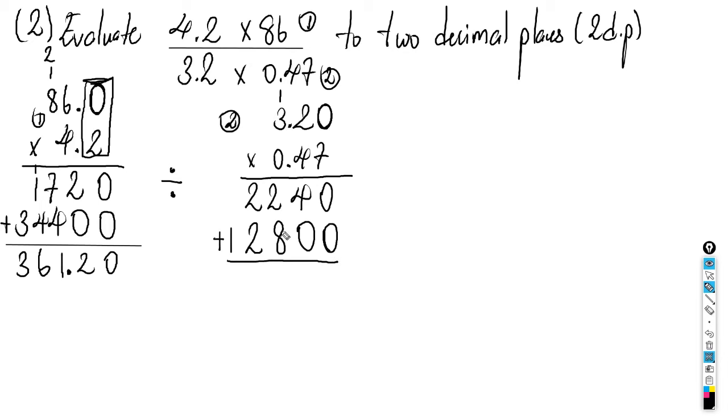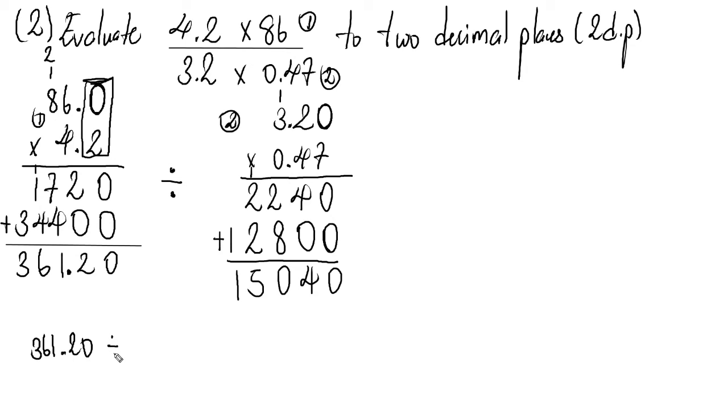And when we add them now, we're going to end up with 0 plus 0, which is 0, 4 plus 0, which is 4, 8 plus 2, which is 10, right? And 2 plus 2 plus 1, which is 5. So that's 15040, right? All right, cool. Okay, guys, so we end up with 361.20, right? Divided by, okay, oh yeah, I forgot the decimal places here.